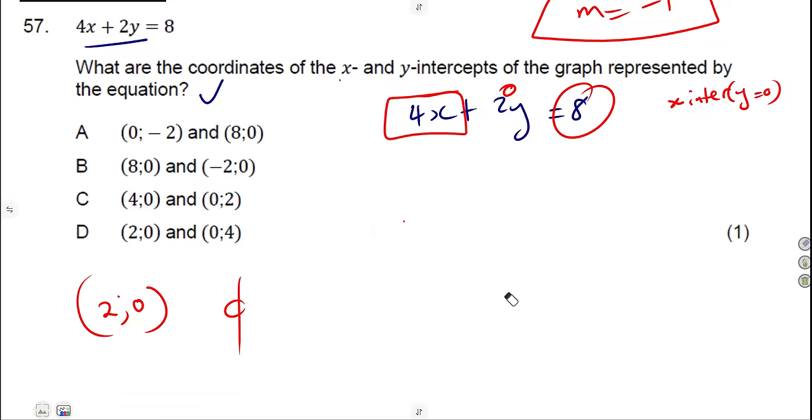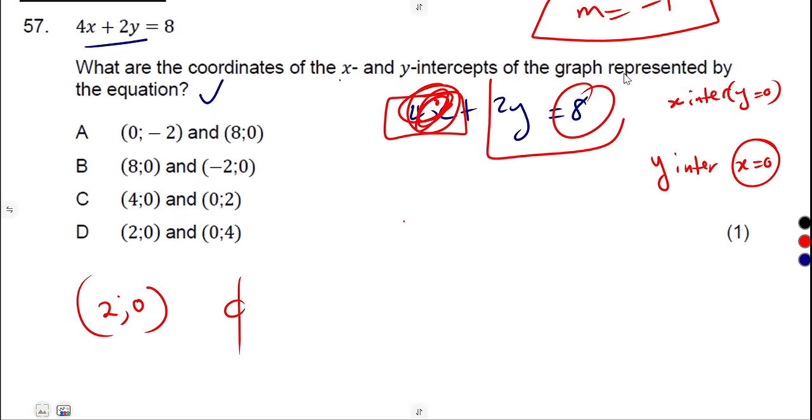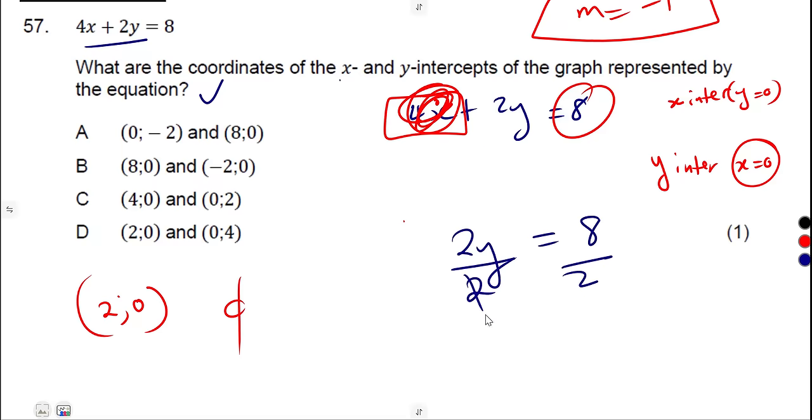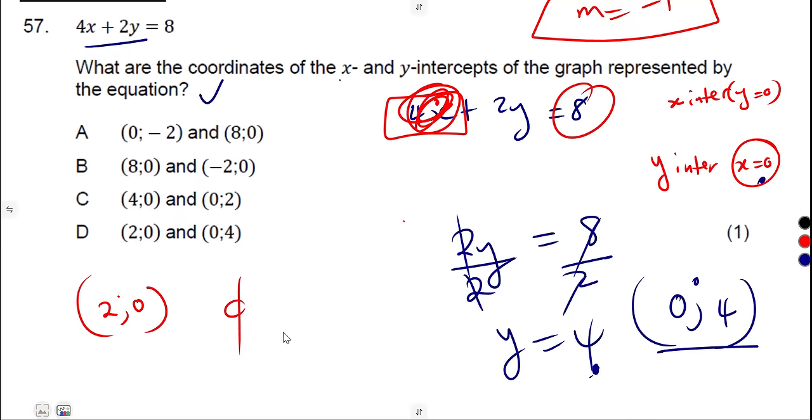And the y-intercept, what are the conditions? Those conditions do not change. For the y-intercept, x is supposed to be equal to 0. So the whole part where you see x, it is a 0 here. So 4 times 0, guys, that's a 0. So you remain with 2y equal to 8. If 2y is equal to 8, what is the value of y? Divide by 2, by 2. So y is 4. That's our y-intercept, where x is 0. So that's our y-intercept, 0, 4.